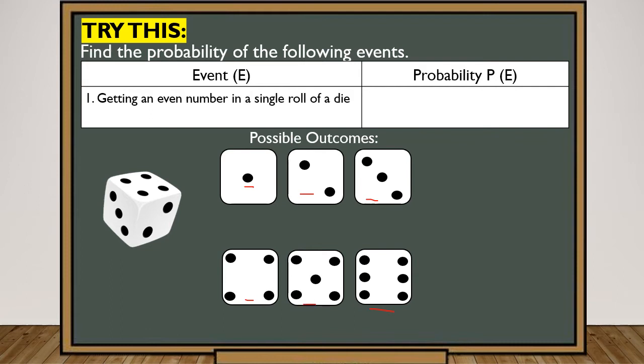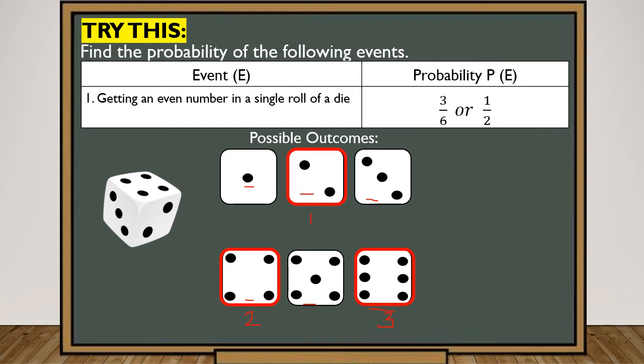So what do we do next? First, from these possible outcomes, determine which are the even numbers or the even spots. The even spots here are 2, 4, and 6. So how many even spots do we have from our possible outcomes? Of course, we count them: 1, 2, and 3. So we have 3 events, 3 chances of getting an even number.